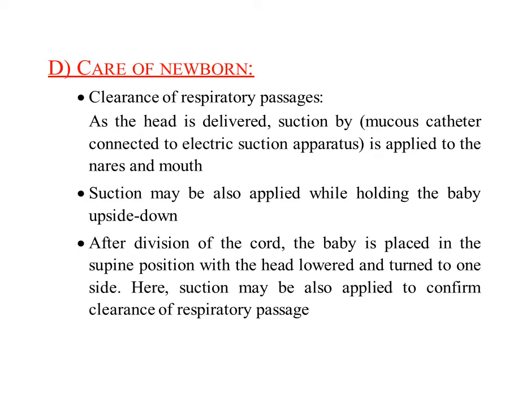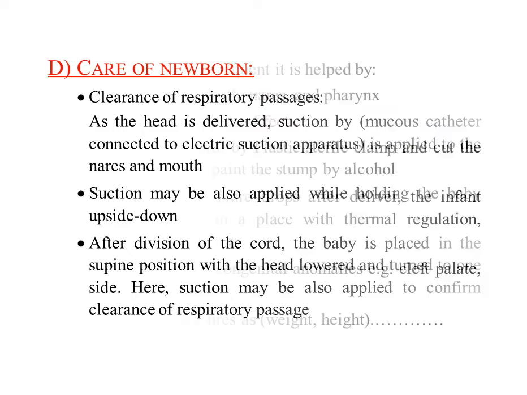Care of the newborn. Clearance of the respiratory passage. As the head is delivered, suction by mucus catheter connected to electric suction is applied to the nose and mouth. Suction may also be applied while holding the baby upside down. After division of the cord, the baby is placed in the supine position with the head lowered and turned to one side. Here, suction may also be applied to confirm clearance of the respiratory passage.